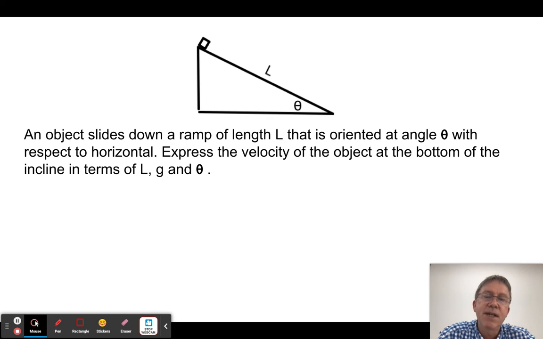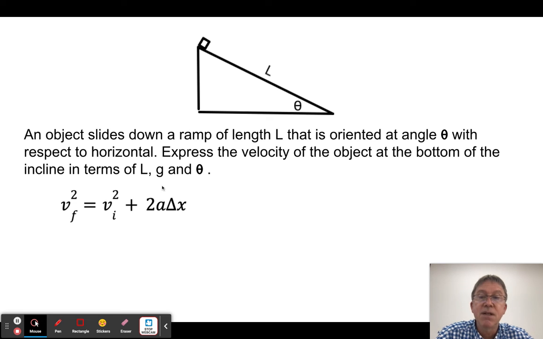Don't panic. You just say, okay, well, let's see here. What is it I want to know? I want to know the final velocity of an object that started from rest. Well, that's a velocity. I know what the distance is, and I know what the angle is. I know what g is. So that means I know which equation I've got to use. It's this one again, right? Because my initial velocity is 0 right here. I'm looking for my final velocity. I know the distance is L, so delta x in this case is L, and a is going to be g sine theta.